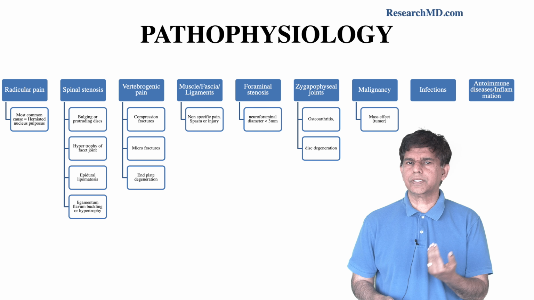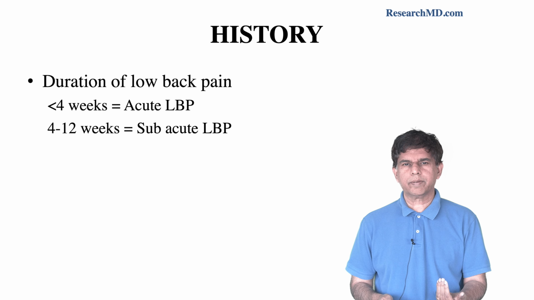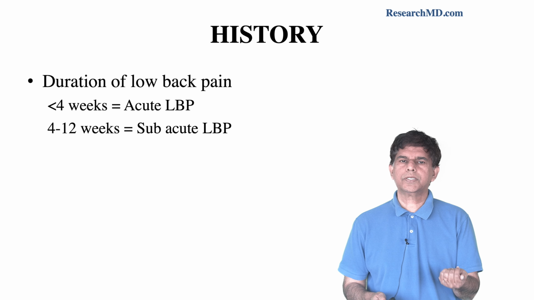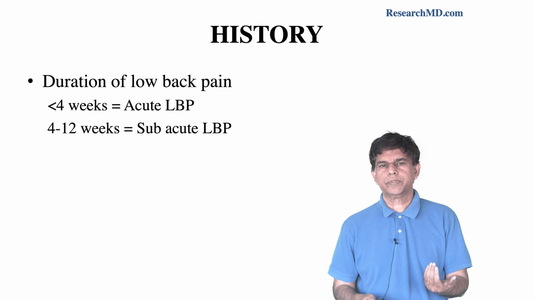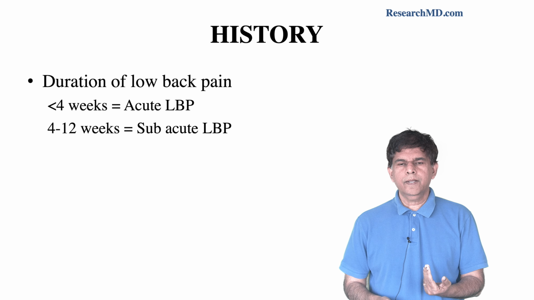If you take the history, you need to know whether it is acute or subacute low back pain. If it is less than 4 weeks, it's considered acute low back pain. 4 to 12 weeks is subacute, and anything beyond that you can say is chronic back pain.